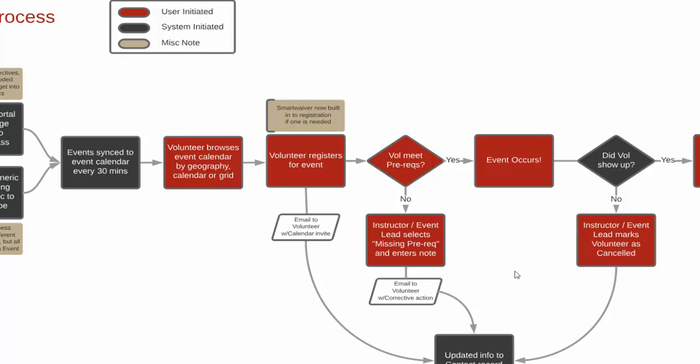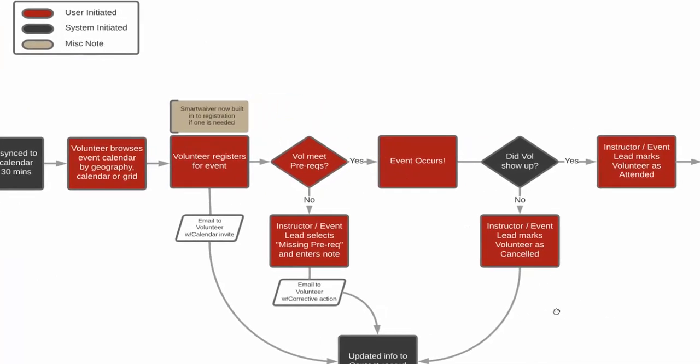If they do not meet the prereq, then the instructor will basically go into their registration record inside the event. There's a drop down there they can hit for missing prereq, put in a note, and then that's going to email the volunteer to go correct that. If the volunteer does meet the prereqs, then they simply go to the event.